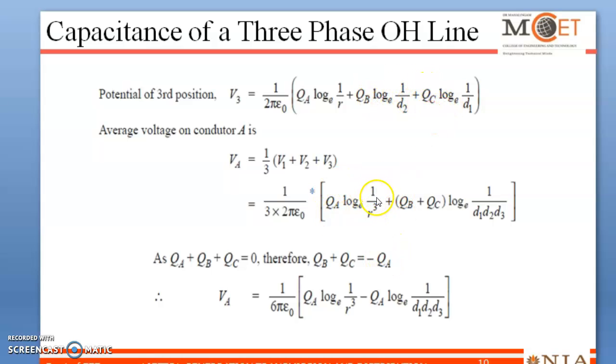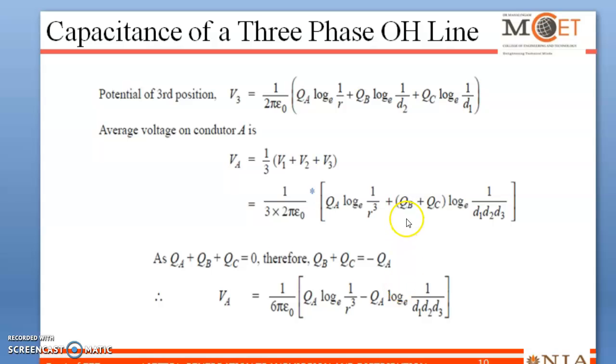We are going to simplify the QA value, QB value and then QC value. So the QA value is common to all, so 1 by R is going to be represented as R power 3. In logarithmic equations, when the base value is the same, we add the powers. So R power 1, R power 1, R power 1 is considered as R power 3 here. Next we are going to simplify the common values of QB plus QC. The distance values are D1, D2, D3. In the previous line, the QB plus QC value is Q minus QA.